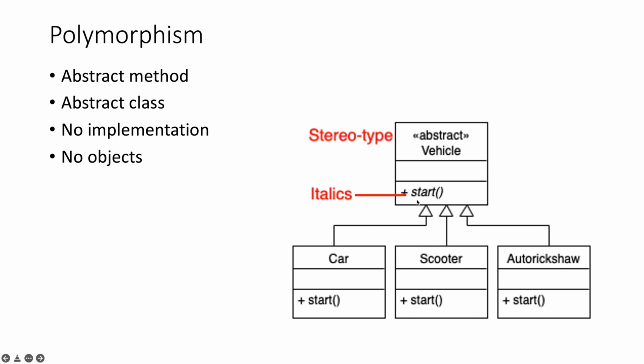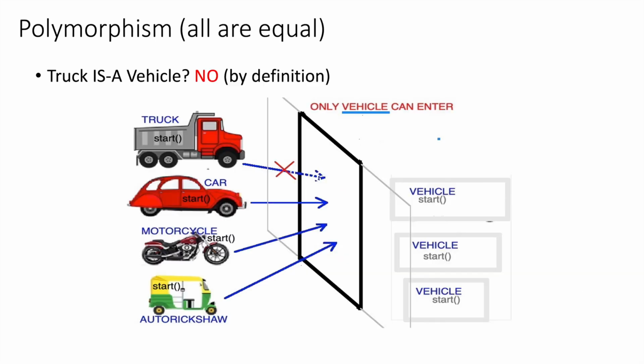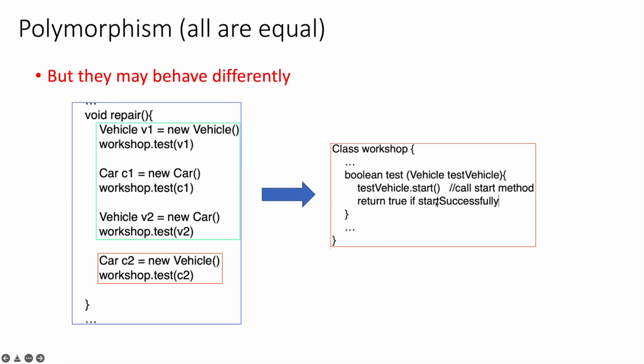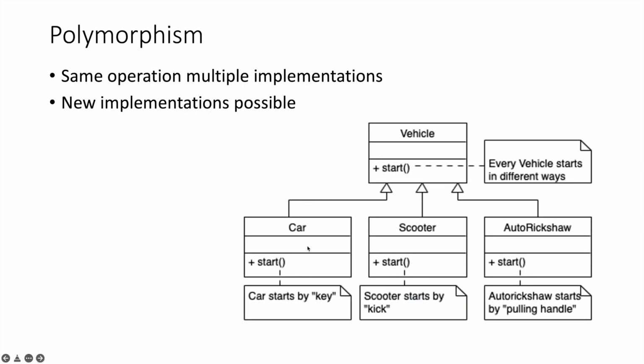So remember, an abstract method is represented by italics, and an abstract class is represented by something called a stereotype, which is written like this as abstract. Now again, let us refer back to this diagram. You will find such an abstract class can be used as a placeholder and to restrict the clients from calling very specific methods. Now you will find a car, when it goes inside, is treated as a vehicle and only the start method can be called, even though the car may have its own.